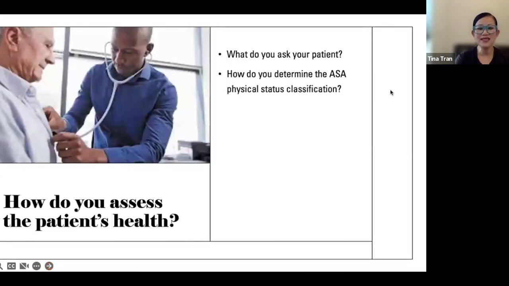So, how do you assess the patient's health status? What do you ask the patient? Specifically, what do you ask in order to determine the ASA physical status classification? And we'll review what that is. That's usually a numerical language that will provide information and discussion with anesthesiologists that will give a broad overview of how sick the patient is. So what information would you ask the patient to help you determine their overall general health?